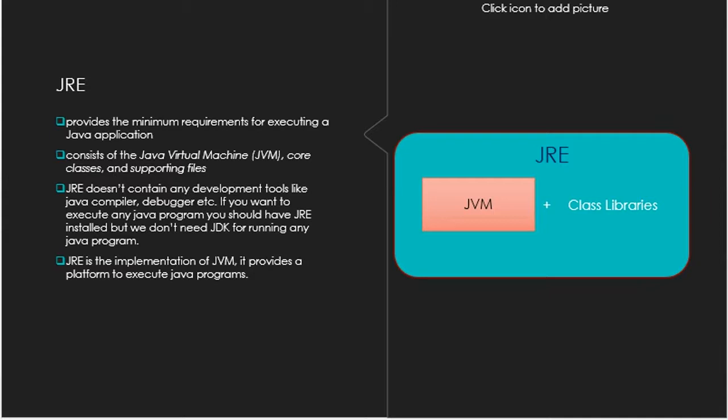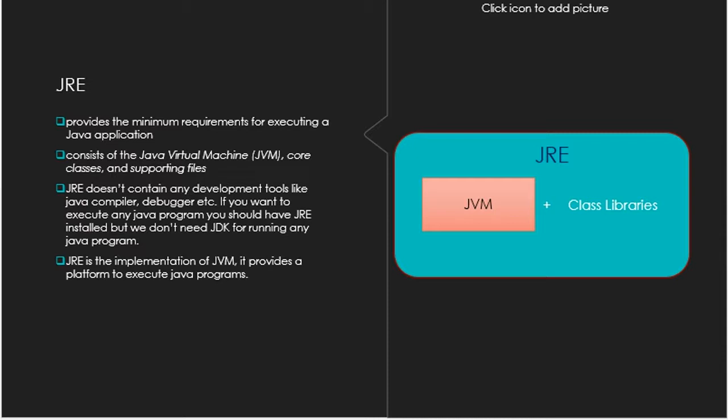As we know, an environment is the thing in which all the possible things are present for the task we are assigned, and the particular environment will support the task to execute. Here also the JRE provides the minimum requirement for executing a Java application. So it consists of the Java Virtual Machine, JVM, the supporting classes, the packages and supporting files from those packages.